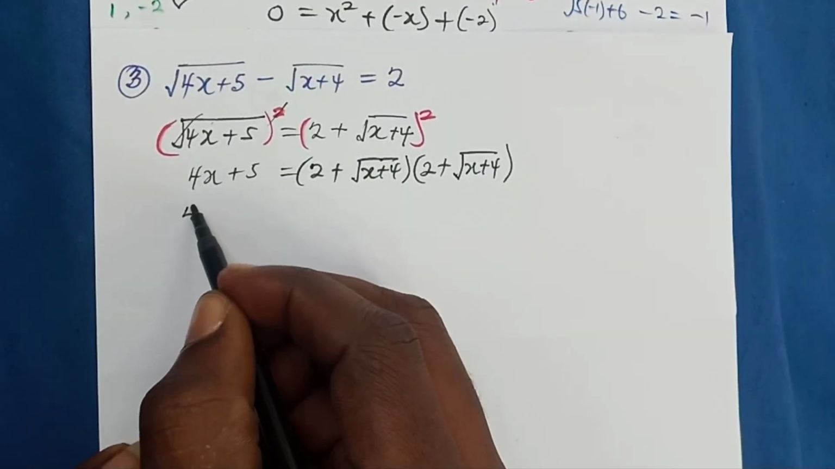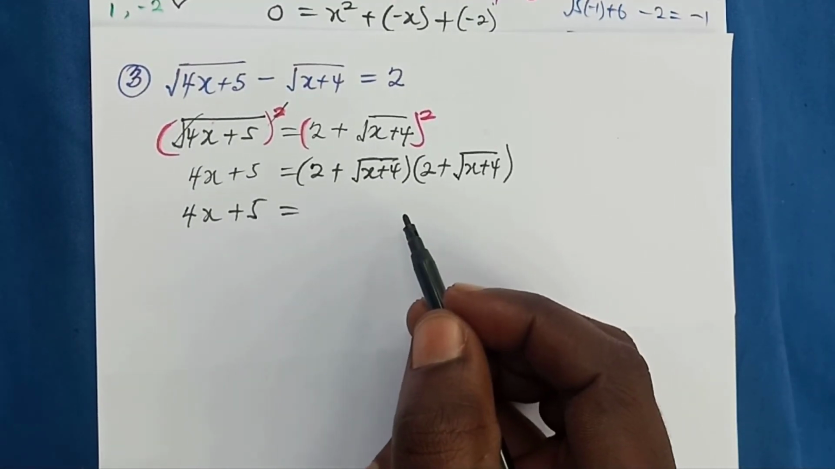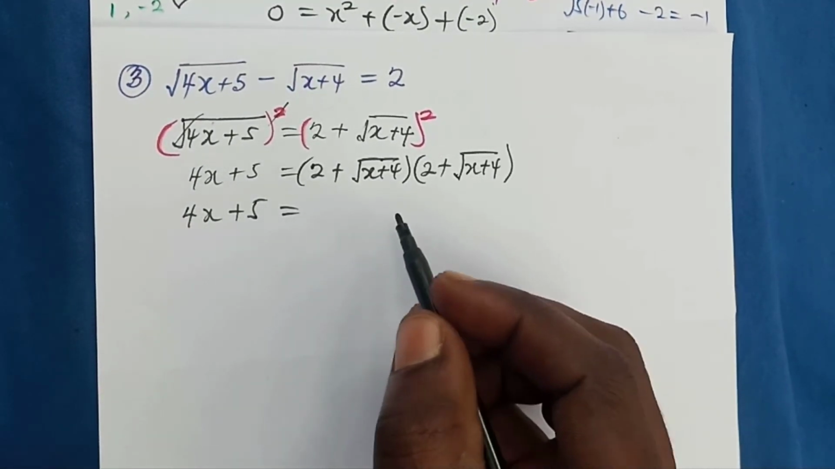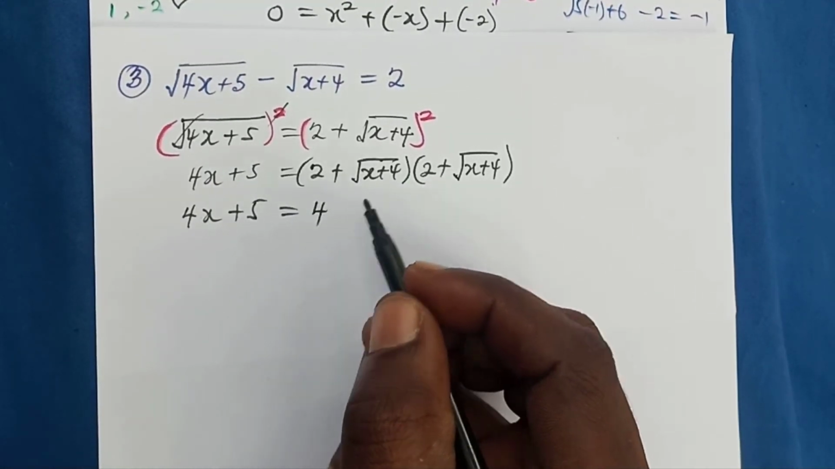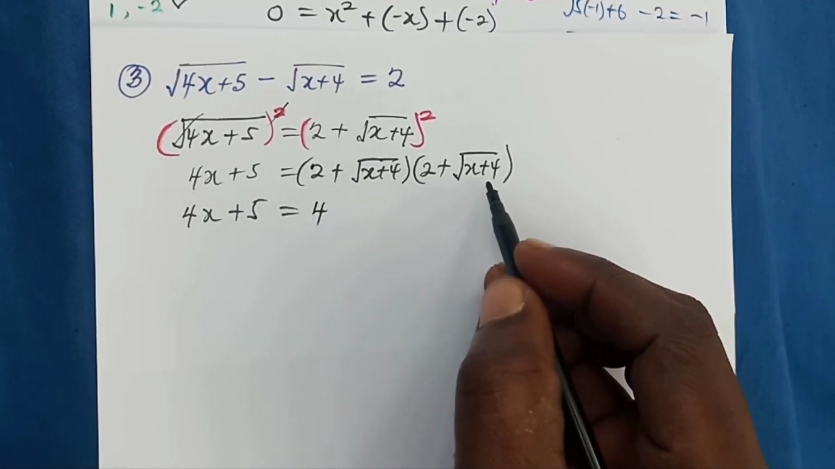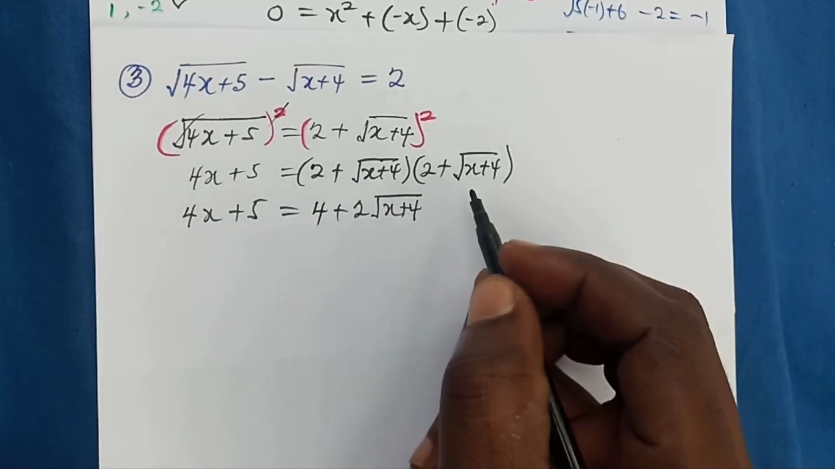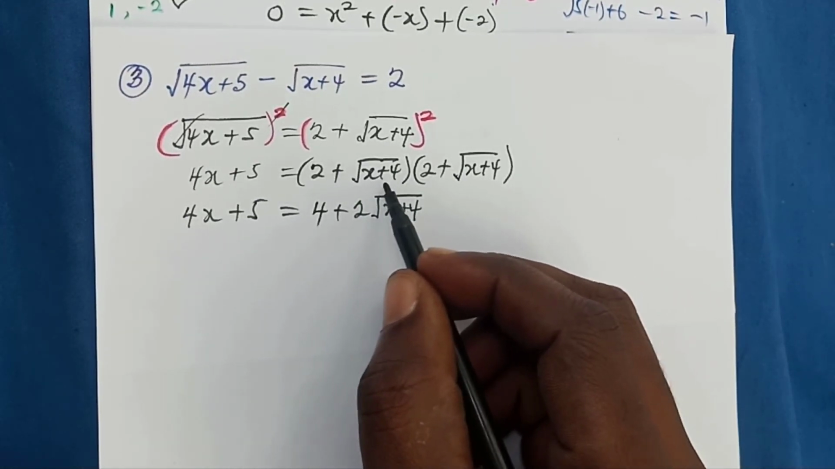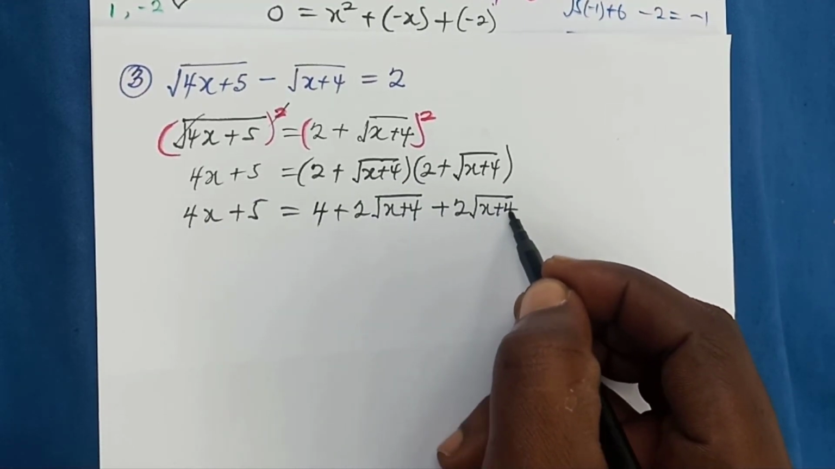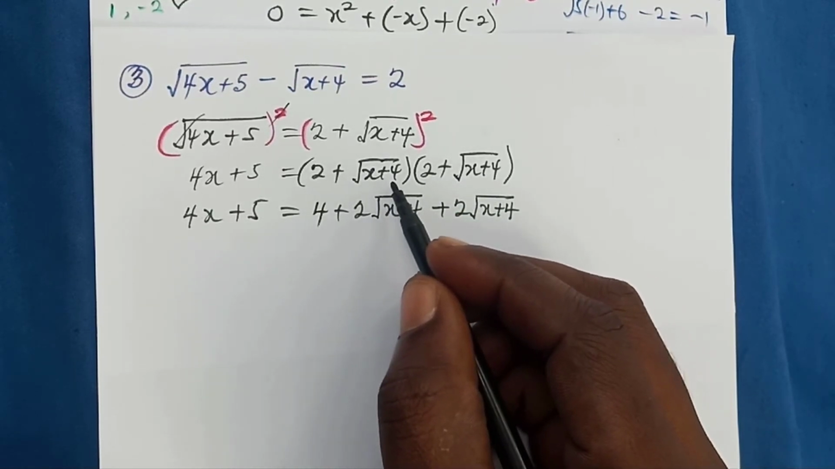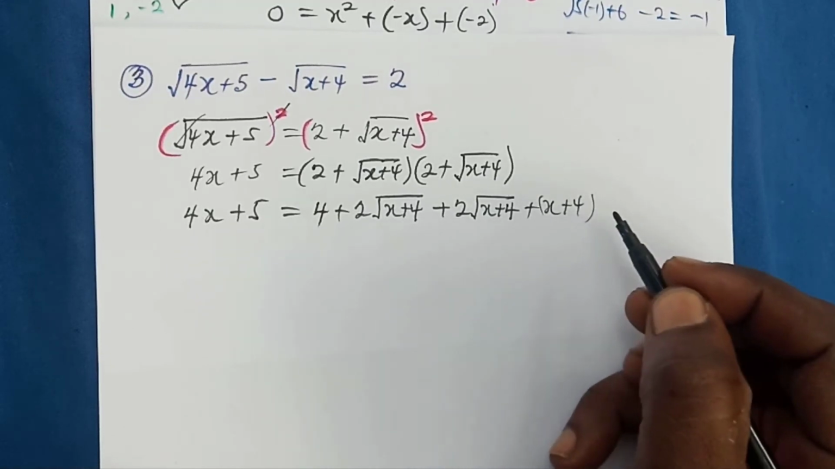4x plus 5 is equal to, over here we FOIL or apply the distributive property. So 2 times 2 will give us 4. And then 2 times the square root of x plus 4 will be 2 root x plus 4. And then root x plus 4 times 2 will be 2 root x plus 4. And then root x plus 4 times root x plus 4 will be x plus 4.